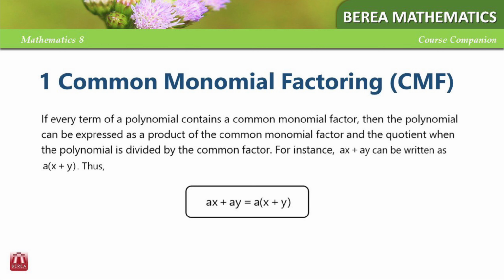If every term of a polynomial contains a common monomial factor, then the polynomial can be expressed as a product of the common monomial factor and the quotient when the polynomial is divided by the common factor. For instance, ax plus ay can be written as a times x plus y. Thus, ax plus ay can be factored as a times the quantity of x plus y.